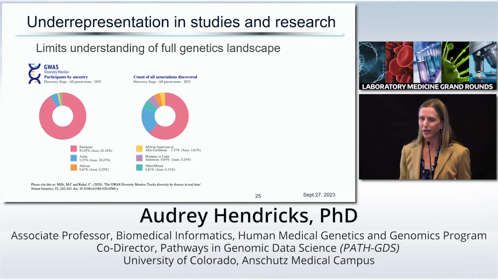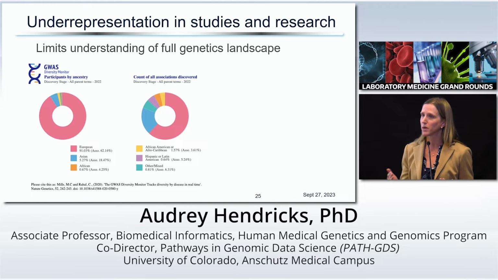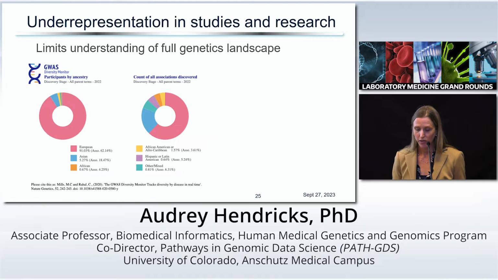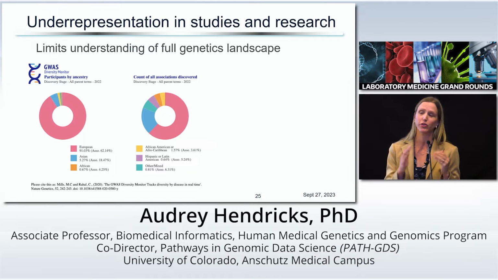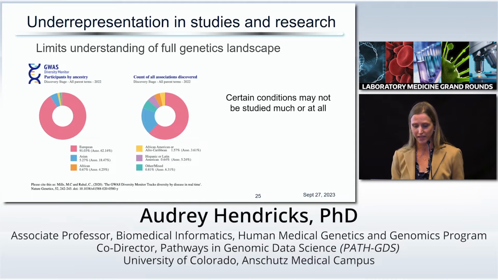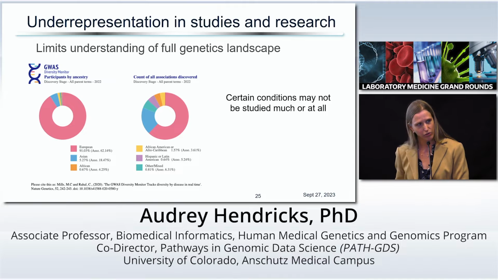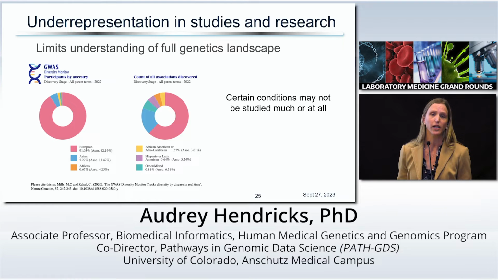And what we see quite clearly is the pink really shrinks and the other colors really make up a much larger proportion of this plot, so that even though less than 10% of the participants were from other genetic ancestry groups, over a third of our discoveries are from these other ancestral groups. And so by not studying these other ancestral groups fully, we're limiting our understanding. Additionally, certain conditions may not be studied much or at all if they occur more in certain groups than others.